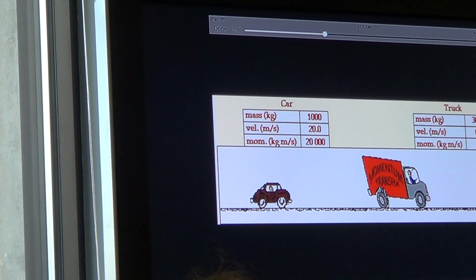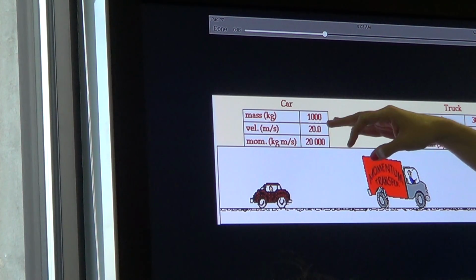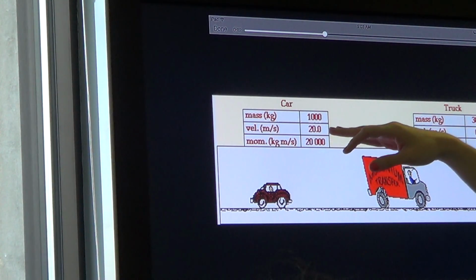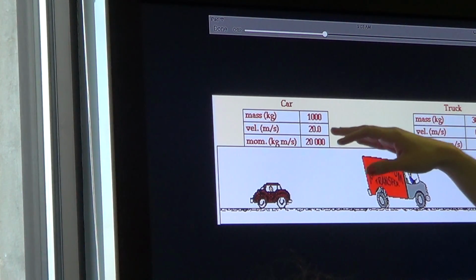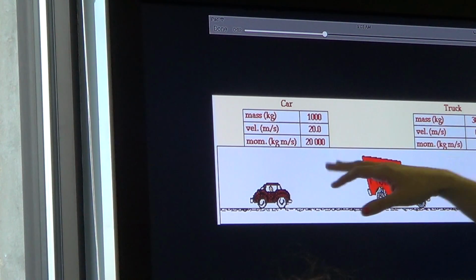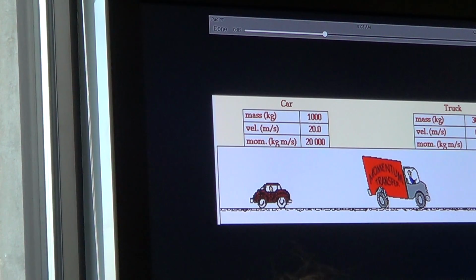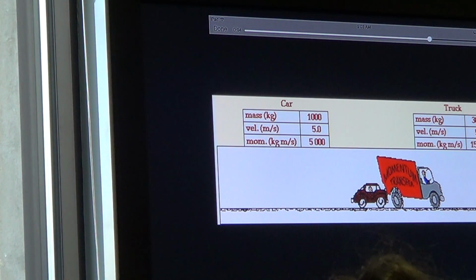Ladies. We have a car and we have a truck. The car's mass is 1,000 kilograms and its velocity is 20, and momentum is mass times velocity, so it is 20,000. And then we have the truck, whose mass is 3,000. It is not currently moving. You can't really tell that by the picture, but its velocity is 0, and so therefore its momentum is 0. So then, what happens when the car rear ends the truck?